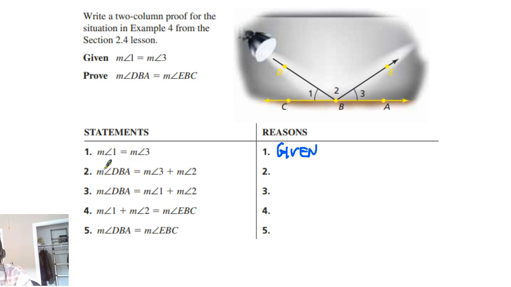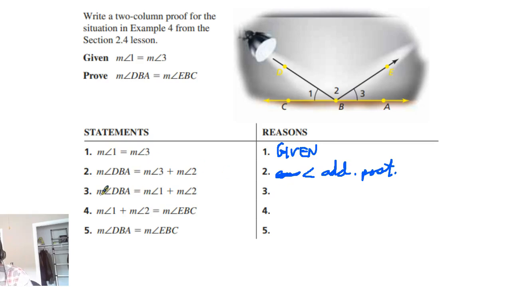So next thing, the measure of angle DBA is equal to the measure of angle 3 plus angle 2. Here's DBA. Sure enough, it's 3 plus 2. I'd say that would be the angle addition postulate. So something like that. Let's do this. I'm going to abbreviate angle addition. There we go, something like that. And the postulate part is great, but I don't even know that I need it. Angle addition is what you guys need to know.